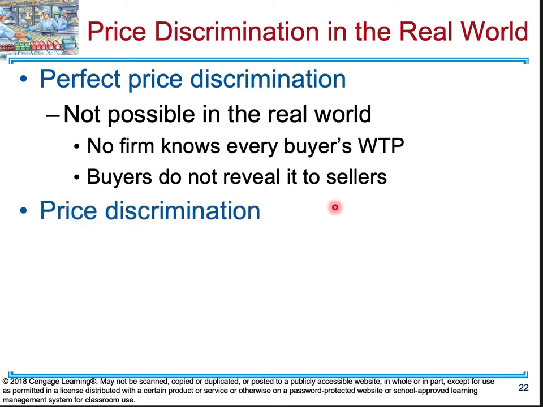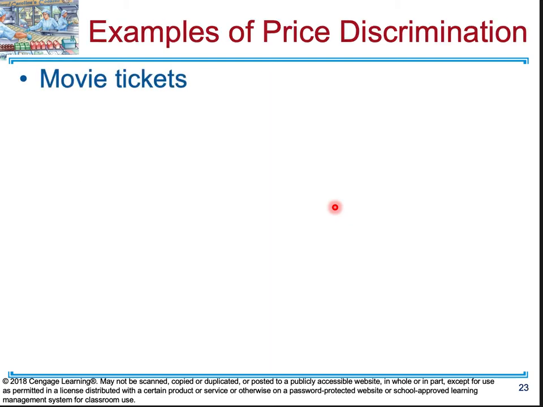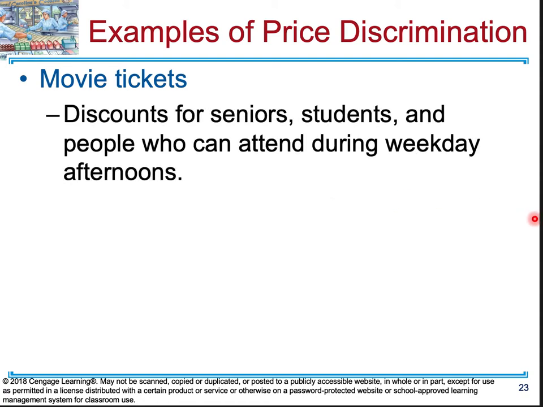Now, with price discrimination itself, firms divide customers into groups based on some observable traits that are likely related to willingness to pay, such as age. So we'll talk about this in a second. So examples, we have movie tickets. There are discounts for seniors, students, and people who attend during the weekday afternoons. So again, some people might like going Friday morning at 10. Some people might like going Friday night at 8 p.m.